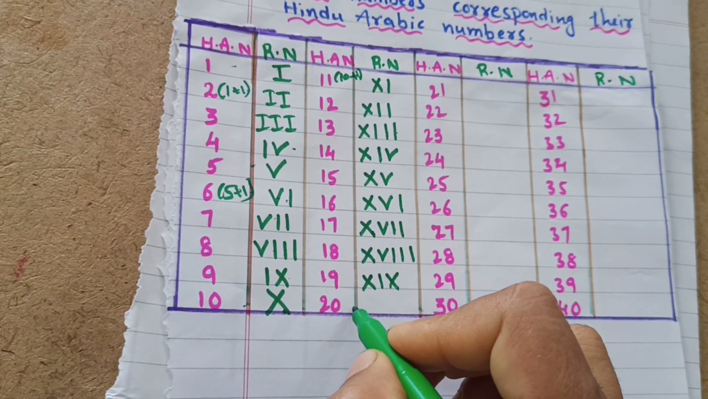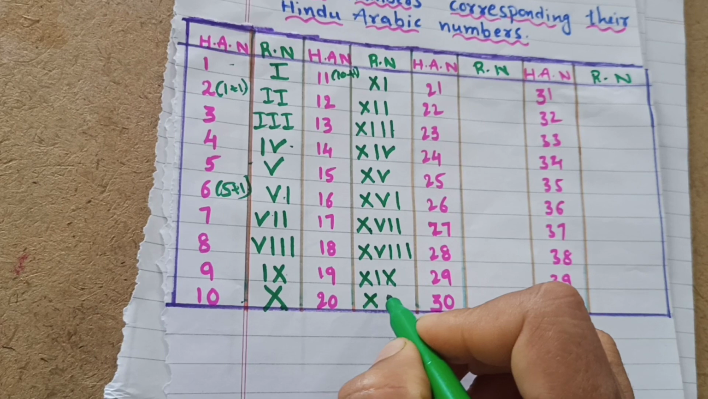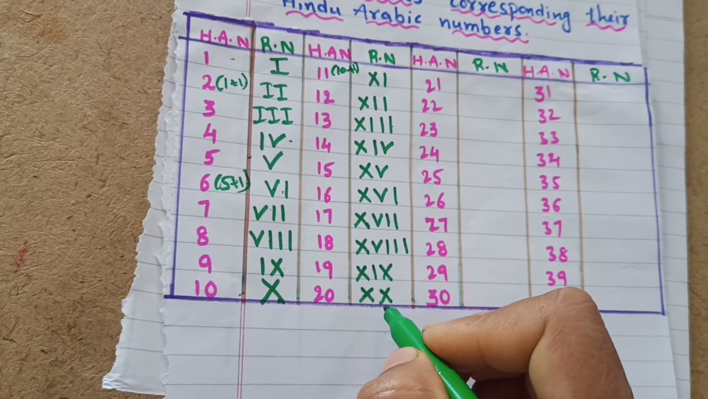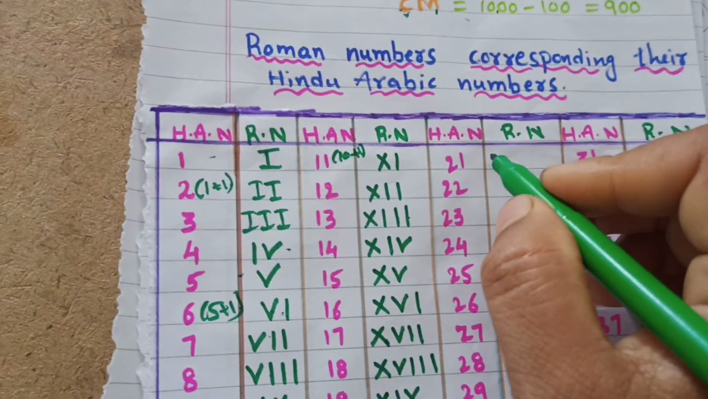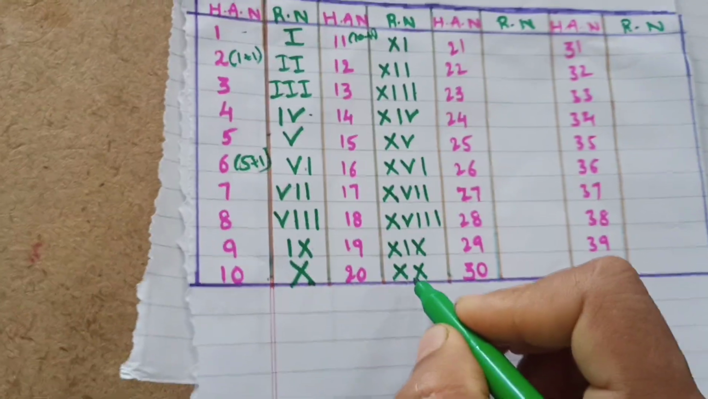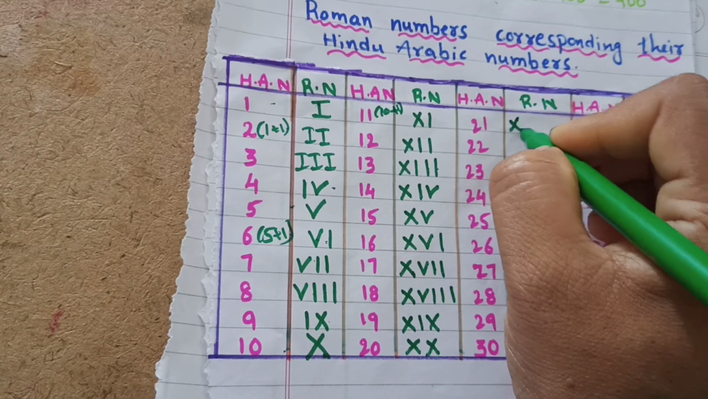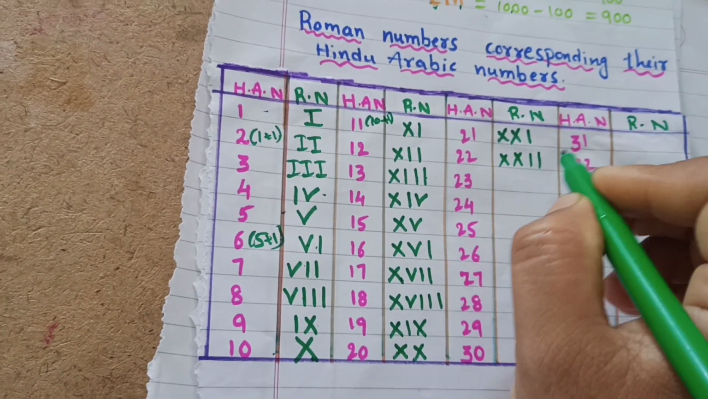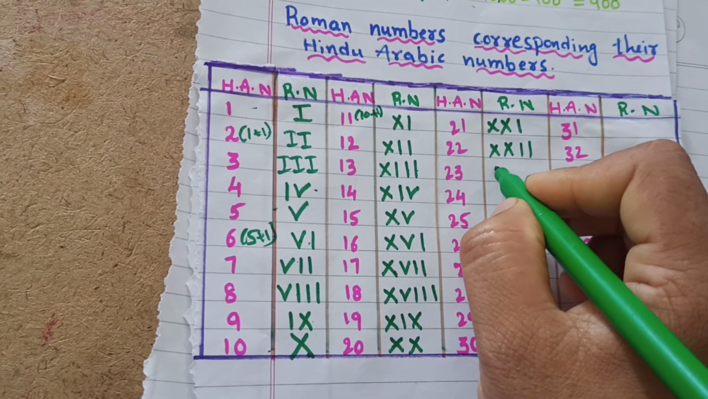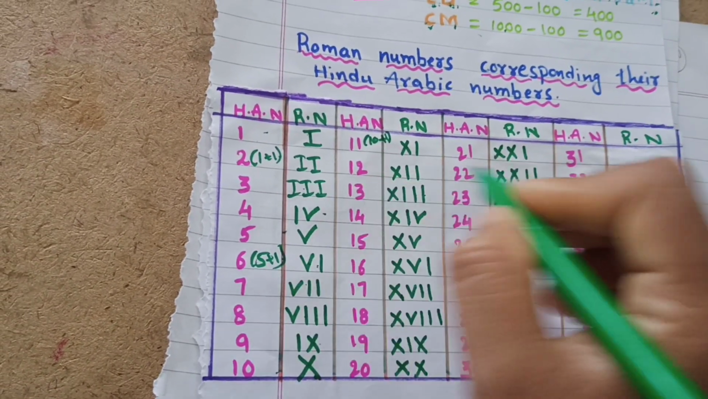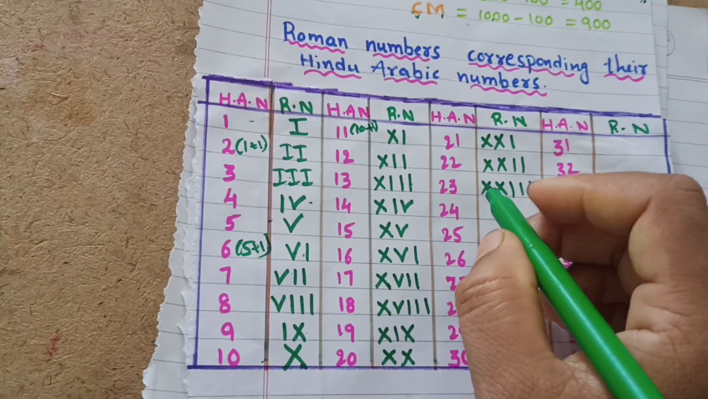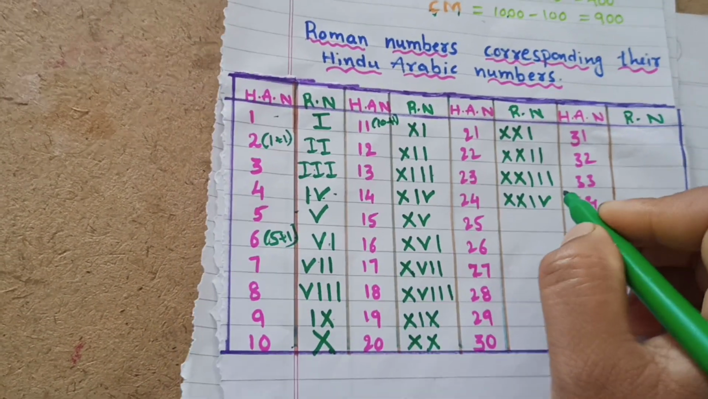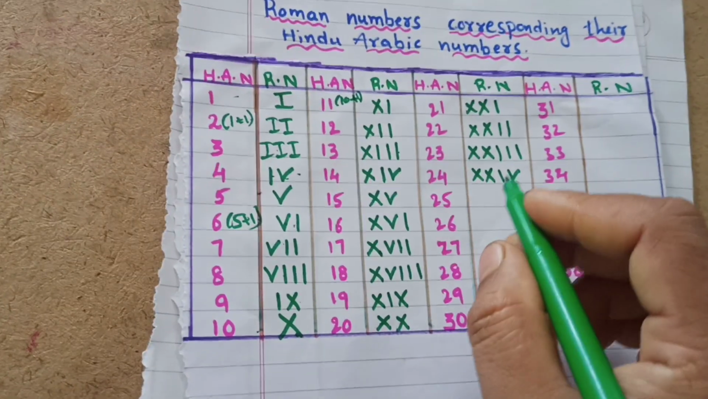Like that 20. 20 means 10 plus 10. So X repeated 2 times. X, 10 plus 10, 20. Like that we can write 21 also. We know already 20. 20 means XX, 1 I. 22, XX, 2 times I. 23 means 20 plus 3. XX, 3 we can write 3 times I. 24, 2 times X, IV. 4 means IV. Like that we can write so many numbers.